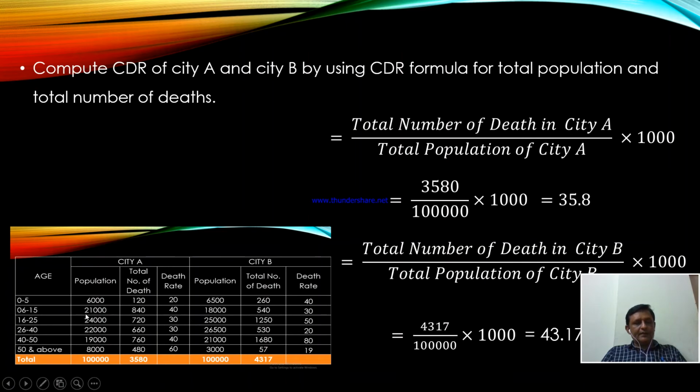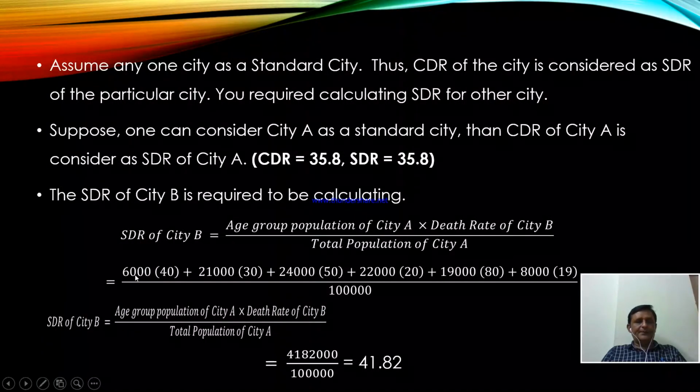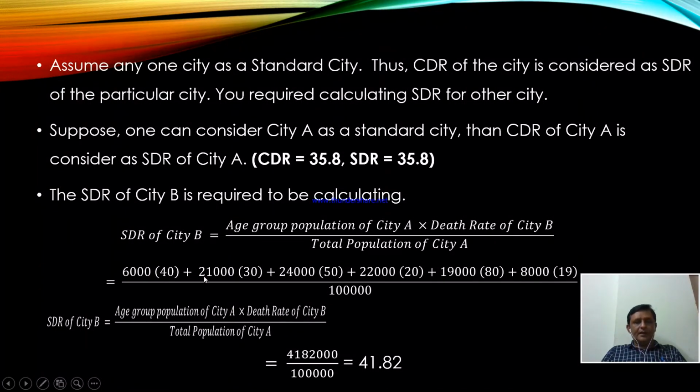Similarly 21,000 is the population for the second age group, which is required to multiply with 30. 24,000 is multiplied with 50. 22,000 is the 26 to 40 age group, which is multiplied with 20, and accordingly the last age group is given 8,000 in city A, which is multiplied with 19, right? So now let's go back and check the figures. As we usually discuss, it is given here 6,000 into 40 plus 21,000 into 30 and so on. Last is 8,000 into 19. We know as well the total population for city A was 1 lakh, right?